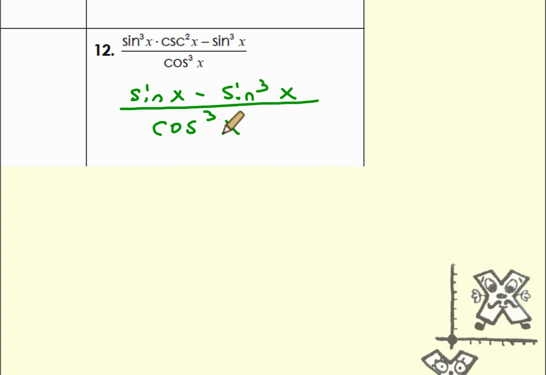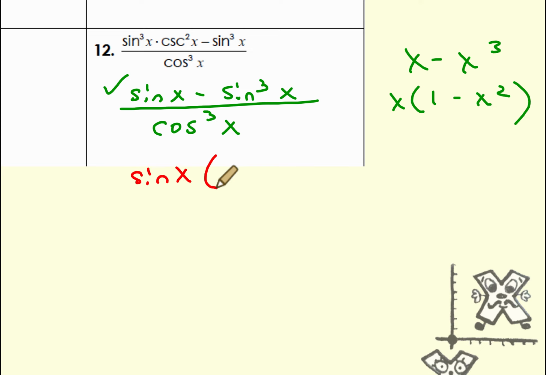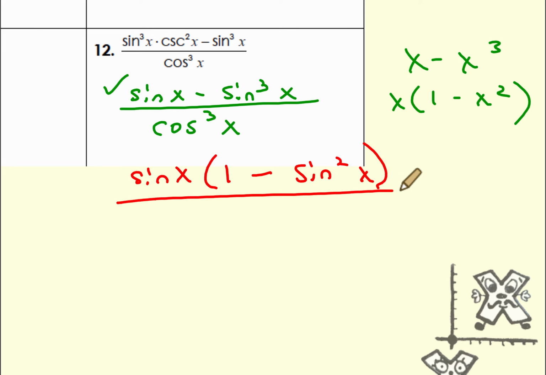I'm going to do a little factoring next. When I factor up here in the numerator, I see that both of them, just like if I had that expression, I could factor out an x to the first, leaving me 1 minus x squared. So that's what I'm going to do, except this time I'm going to just factor out sine. That's going to leave me 1 from the first term minus the square of the sine, all over the cube of cosine. Okay, with me so far, I hope?